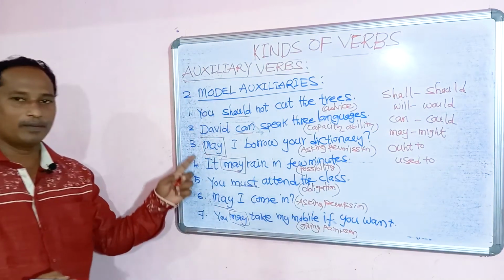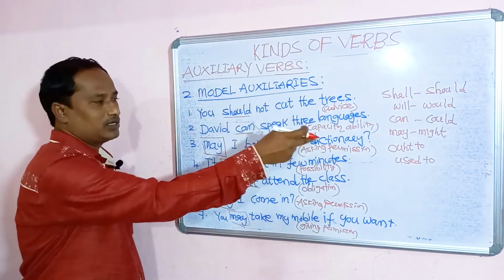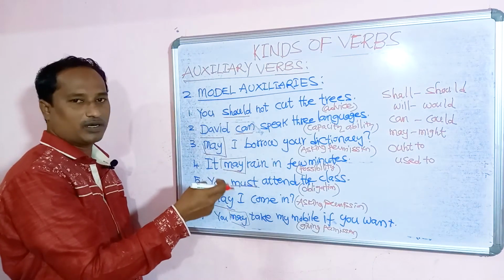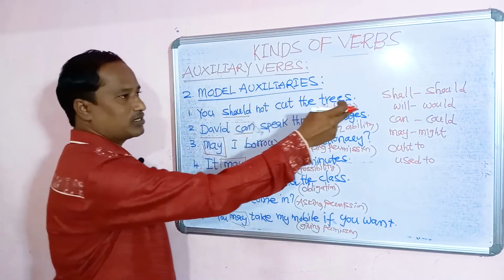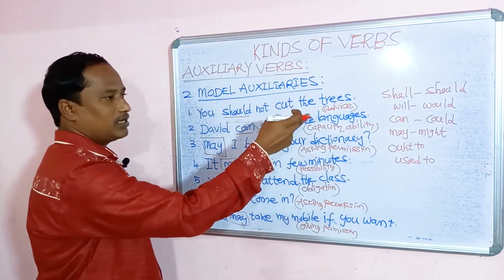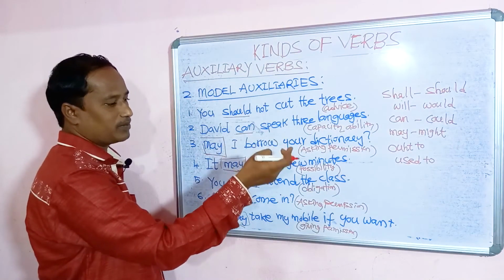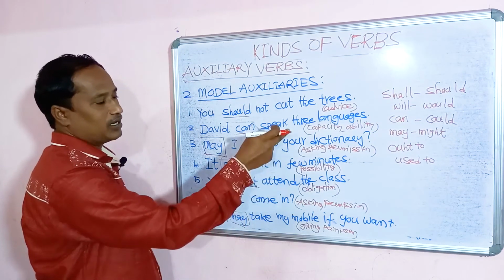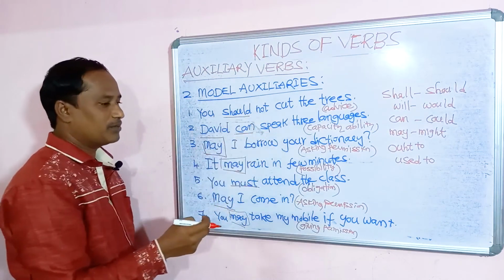In this way we can understand what modal auxiliaries are and how they can be used in different functions. These are the modal auxiliaries: shall, should, will, would, can, could, may, might, ought to, used to. They will be used to give permission, to take permission, obligation, possibility, capacity or ability, advice, suggestion, order. Sometimes we may use order also.